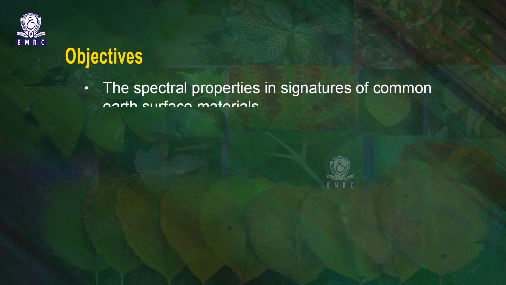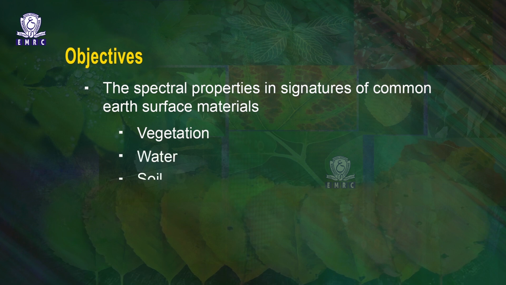In this chapter, we will discuss the spectral properties and signatures of common Earth surface materials such as vegetation, water, soil, minerals and rocks.